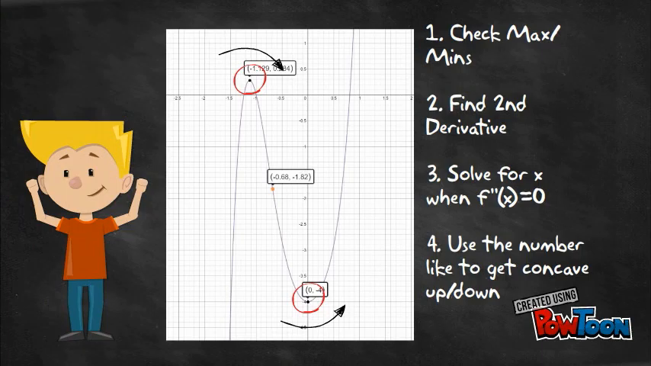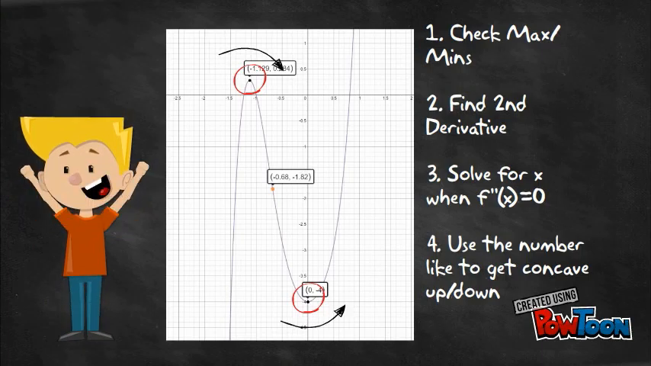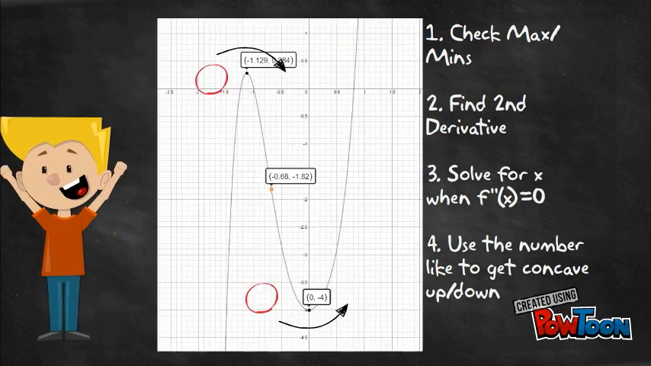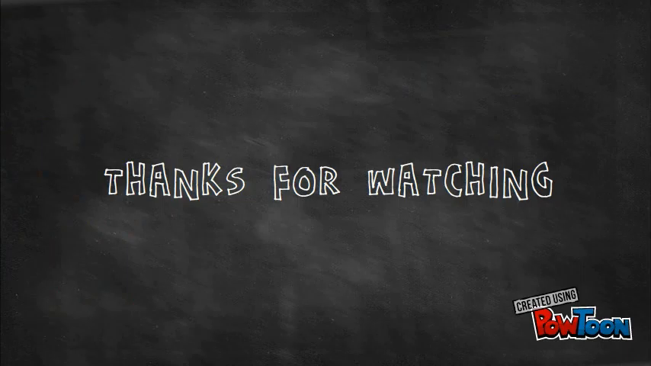So once again, first we use this check for maxes and mins: we find the second derivative, solve for x when the second derivative is equal to 0, and then input the values on a number line to check when the function is concave up and down around the point of inflection.